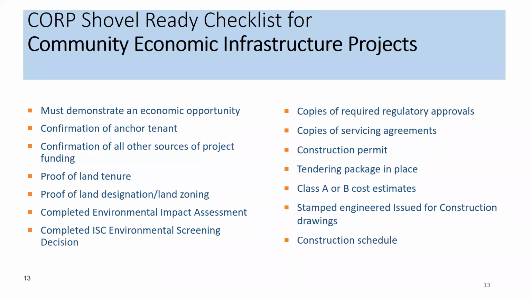Proof of land tenure, and proof of land designation and land zoning. Depending on where the project is, sometimes it will be on reserve, and we would need to see that either designation or zoning has been completed. But it could also be on fee simple land, in which case we would just need to see confirmation that the land is owned by the band. It could also be on Crown land that has a long-term lease agreement. Those are some of the examples.